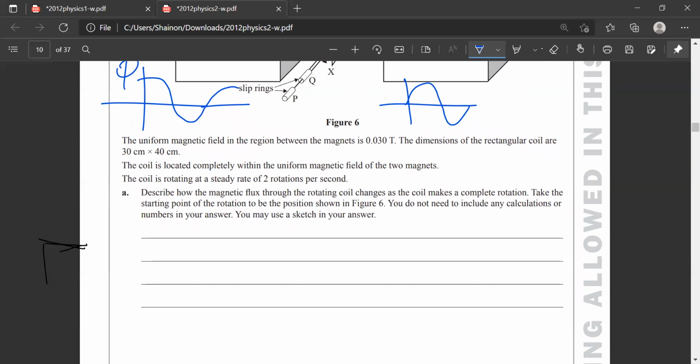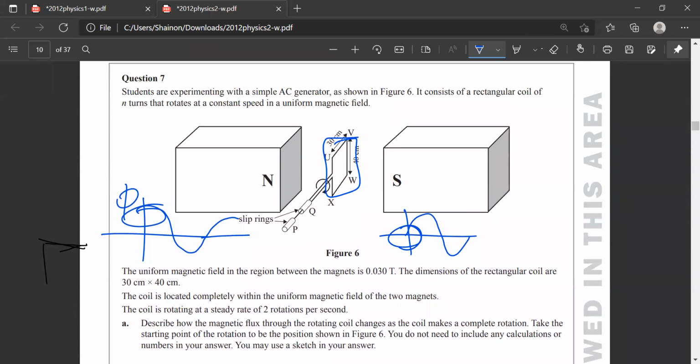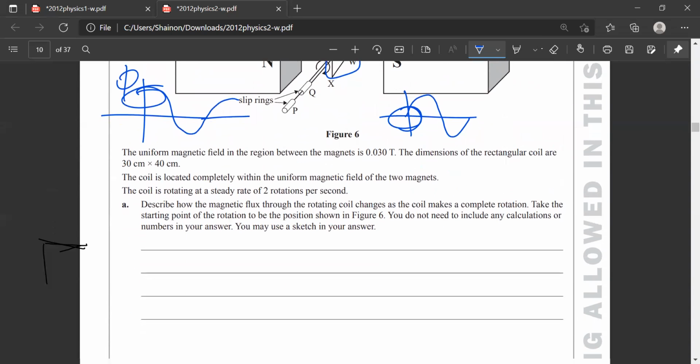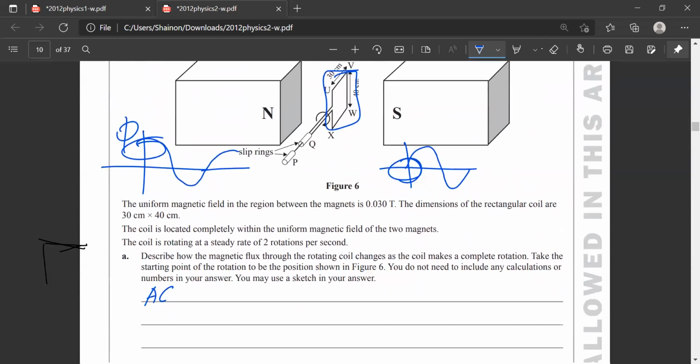So then from the top, it's always max. Whenever this is max, this is min. So it starts off max because there's maximum area right now. Yeah, maximum area. So I like to be specific, so I say according to figure 6.